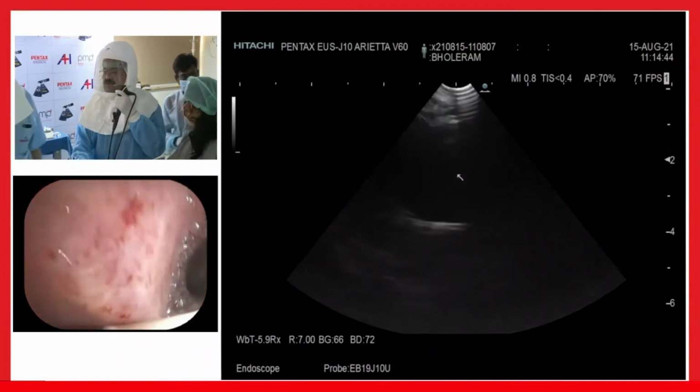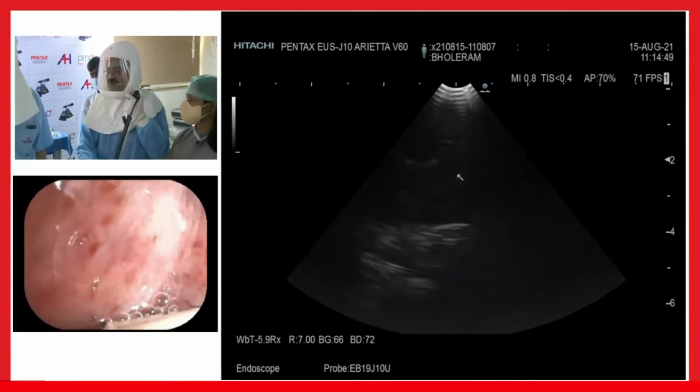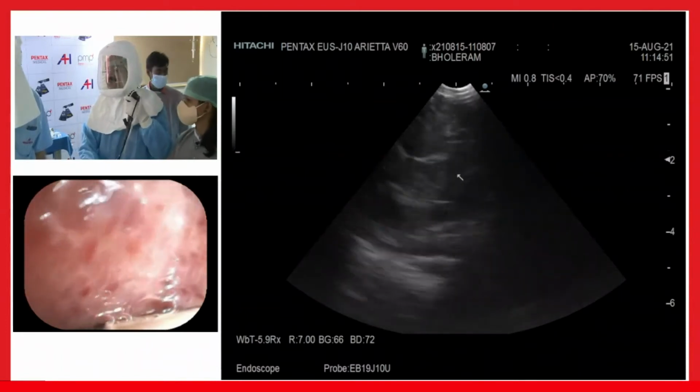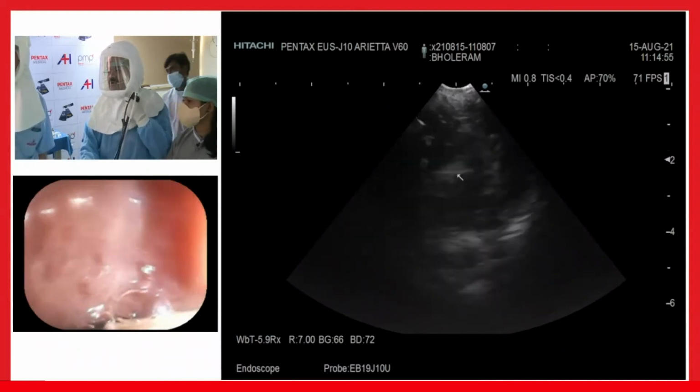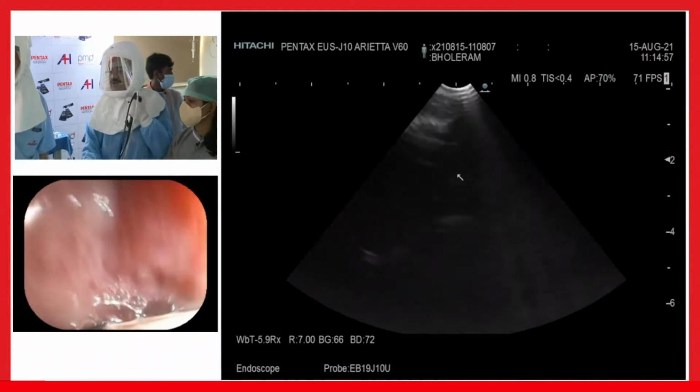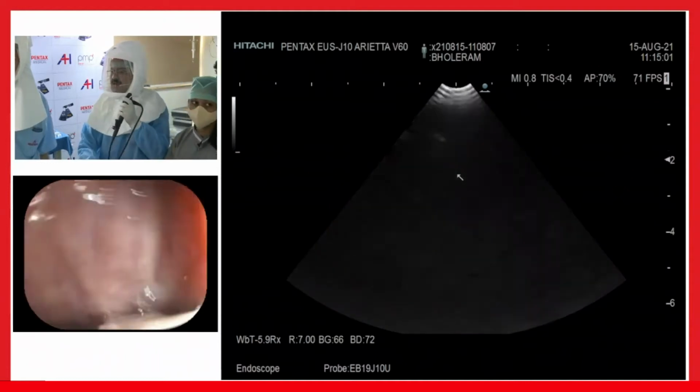Okay. So you can see here I am going from the left bronchus. You can see this station lymph node either from the right bronchial tree or from the left side of the carina. So I am on the left side of the carina.